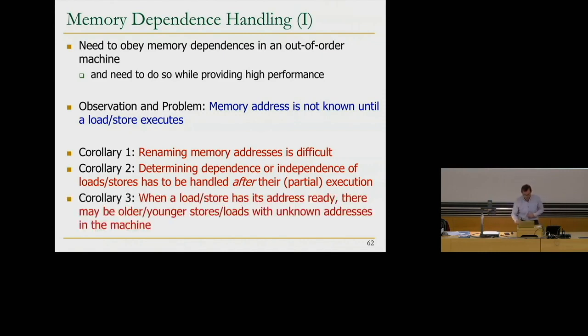Okay? And there's also another corollary, corollary three, which is also what I discussed actually. When a load, let's assume we're talking about loads right now, has its address ready, there may be older stores with unknown addresses in the machine. And the other way around also works. When a store has its address ready, there may be younger loads with some unknown addresses in the machine. The first one is more serious, of course.